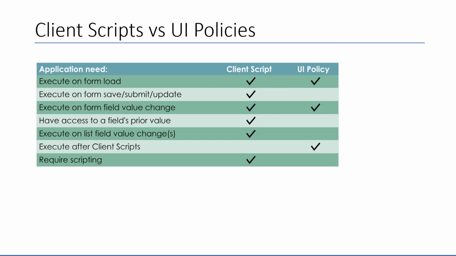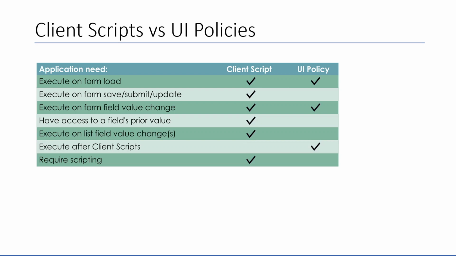So when it comes to the execution on form field value change, we can use both client scripts and UI policies. When it comes to having access to a field's prior value, in other words, you might remember it as an old value, we only have access to this in client scripts. So executing when a list field value changes, it's again only client script because we have our onCellEdit client script type.